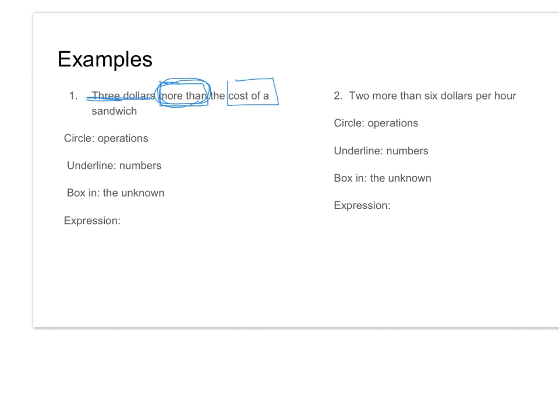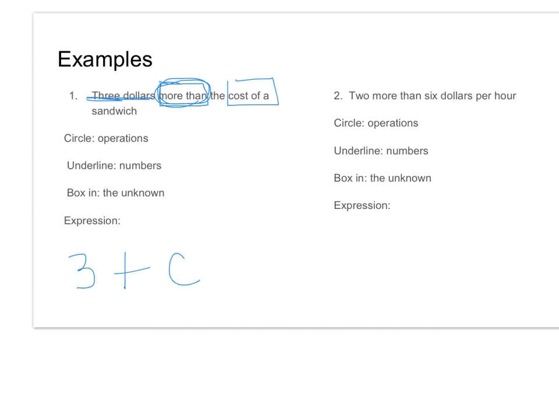So we need to write an expression. So we're given $3, more than means plus, and then we're going to say the cost of a sandwich. We don't know the cost of the sandwich, so I'm just going to put C for cost. So you should have 3 plus C.